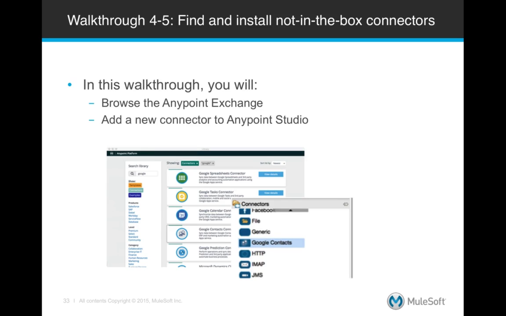Let's dive right in and get just a quick example of getting a connector from the Exchange. So basically what I'm going to show everyone here is how to go out and search for a connector. This example is going to be the Box connector, how to bring it inside Studio, and then how easy it is to use that connector. So let's meet up in Anypoint Studio.